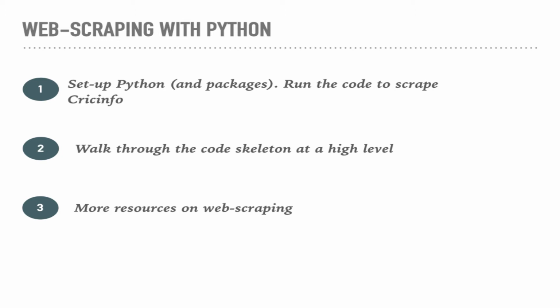First, we will set up Python and the required packages on our computer. We will also run the code to scrape the ball-by-ball commentary for one test match from Cricinfo website. Second, we will walk through the code skeleton at a high level. This will position you to dive deeper into the code or make quick changes to the code, if you so wish. Third, we will talk about some great resources on web scraping that you can refer to.